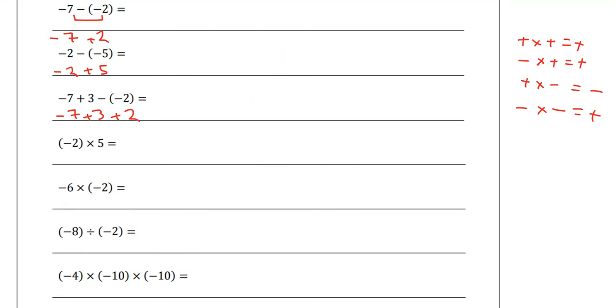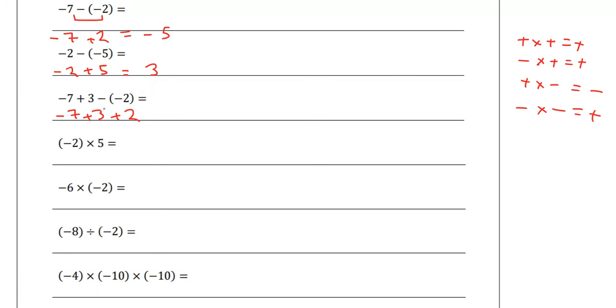So now that we've rewritten these, let's work out the answers. So we start at negative 7 and we move 2 spaces to the right and we arrive at negative 5. We've rewritten this. We start at negative 2 and we move 5 spaces to the right and we arrive at 3.